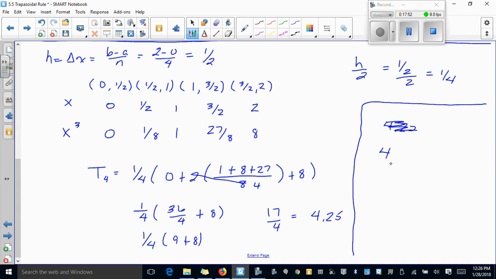Yeah, I had it right. 4.25, the trapezoid, sorry, let me write it. Trapezoid minus the integral divided by the integral. Minus 4 all over 4. So we're going to get 0.25 divided by 4, which is 1/16.